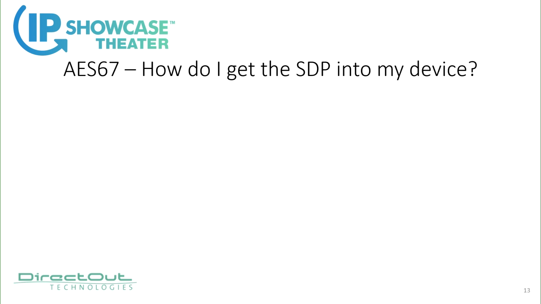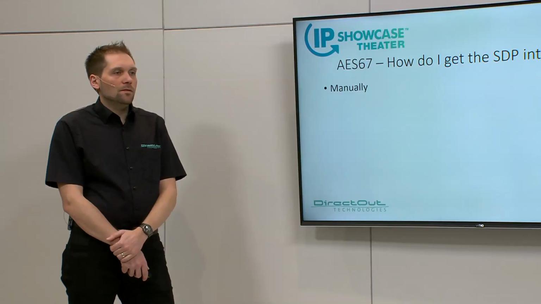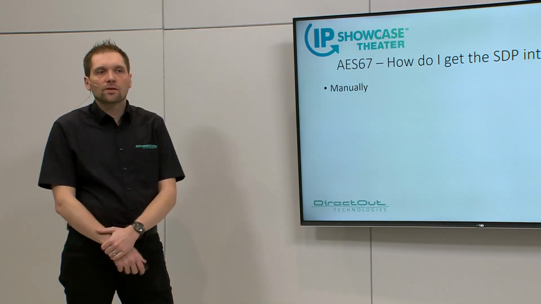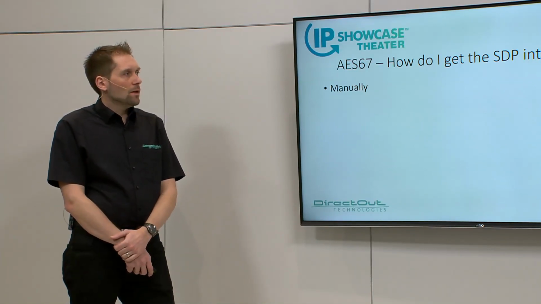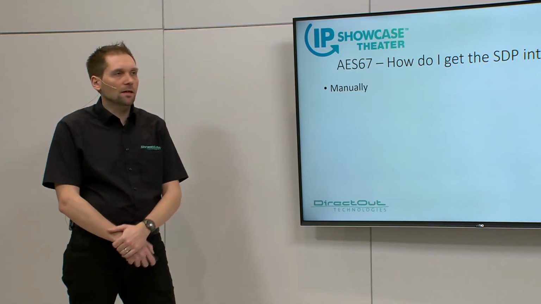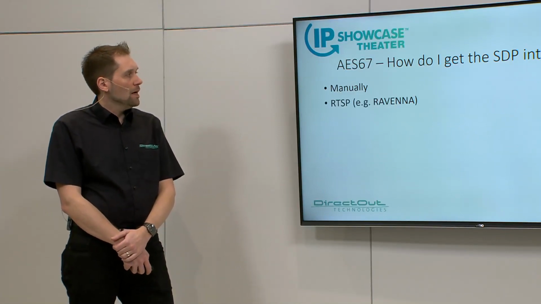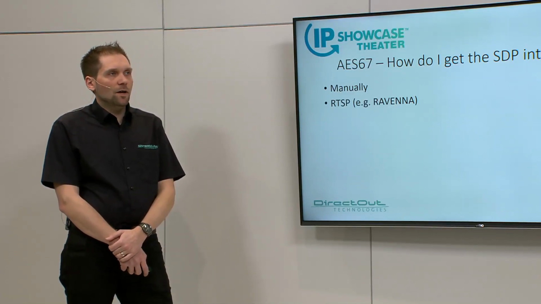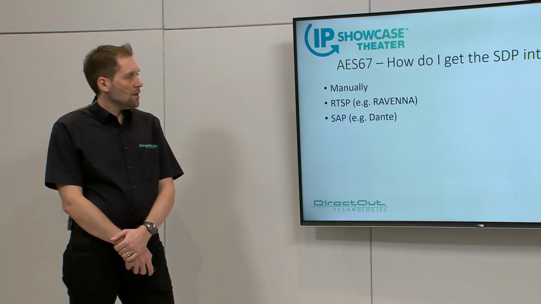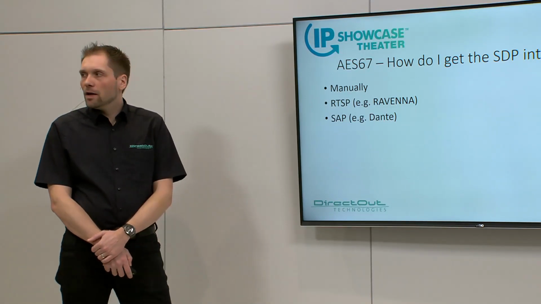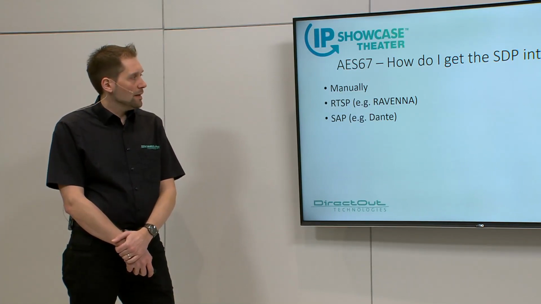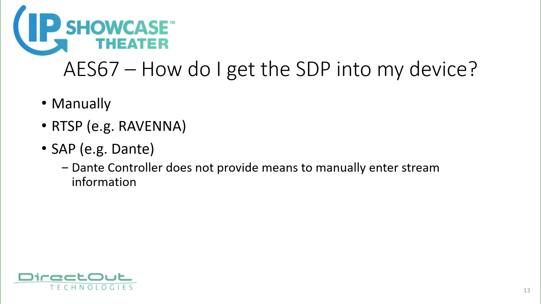Now, how do I get this into my device? The standard does not tell the implementer how it should be done. The most basic way would be to do it manually and just type the numbers in the user interface to set up the stream, to configure it. You could use RTSP, for instance, if it's implemented in the device. Ravenna uses this, for instance. I could use SAP announcements, where the SDP file is distributed or published on the network. That is used by Dante.